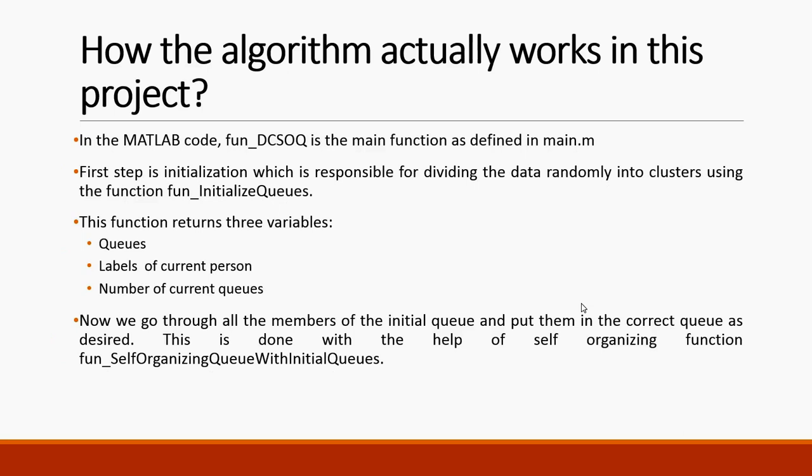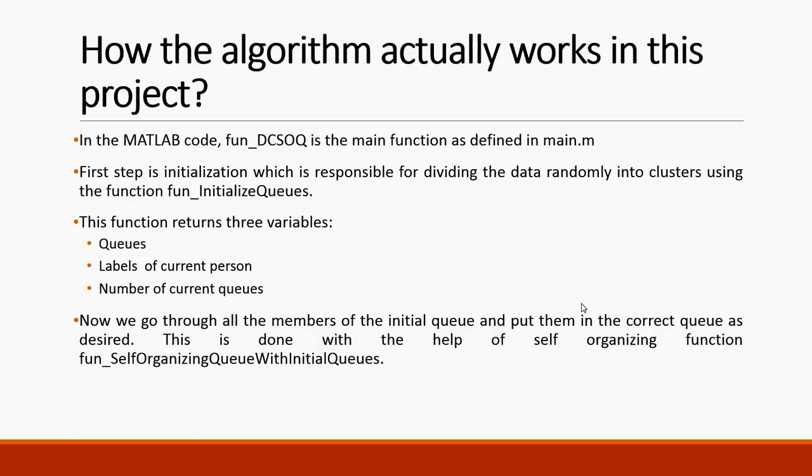So how have we implemented this algorithm in the project? The code I've taken up is actually the one provided by Dr. Wu on his website. This code has a function DCSOQ which acts as the main function and is defined in the file main.m. The first step is initialization, which is responsible for dividing the data randomly into clusters by using the function initialize queues. I'll show you all the codes when I run the program towards the end.